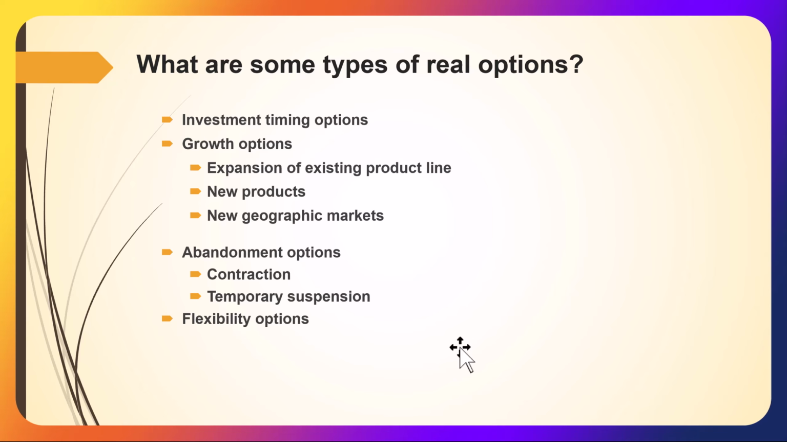We could talk about investment timing options, when you actually increase asset size. We can choose when to do that. So that is an option that management has. We could talk about growth options. We could either be expanding the product line, maybe going into new products or new geographic markets. Abandonment options. When should we get out, right? We need to be able to have this flexibility once projects get started.